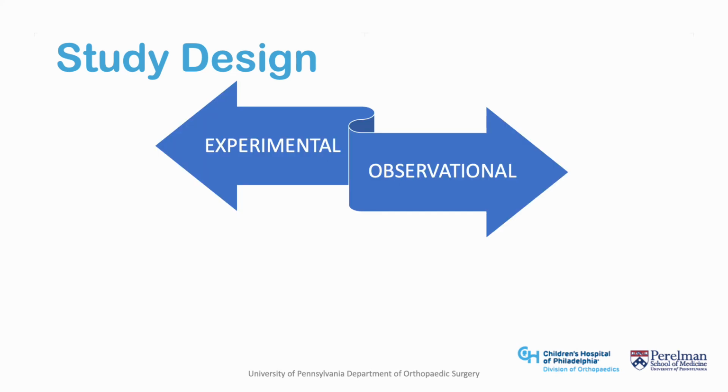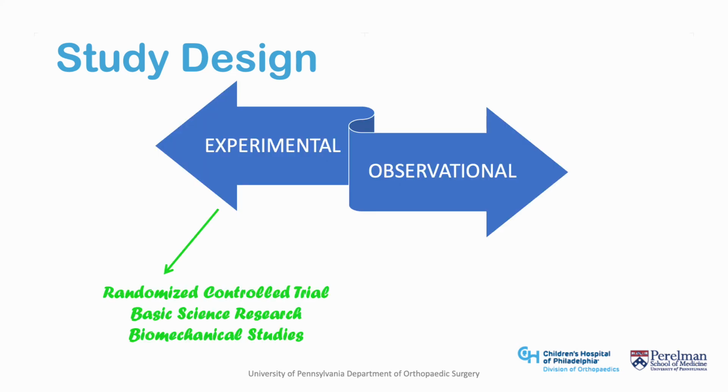This is going to be grossly oversimplified, but generally speaking, research can be broadly broken up into experimental and observational designs. Experimental designs are rigidly controlled for all confounding variables except the main variable of interest. As such, high-quality randomized controlled trials, basic science, and biomechanical studies fit into this category. Observational studies follow a group of patients, either prospectively or retrospectively, and control statistically later for confounders. They are vulnerable to bias and confounding.